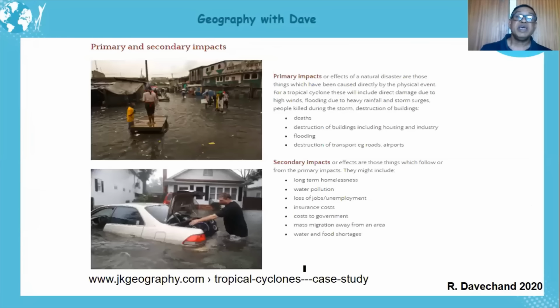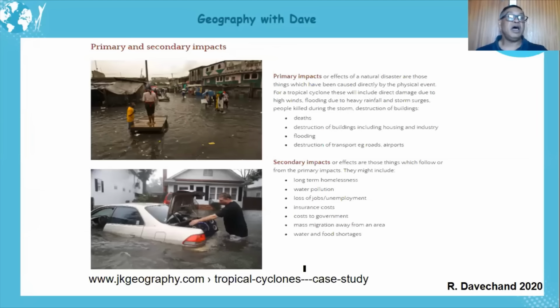Okay. Now, we look at some of the impacts of this tropical cyclone, the primary and secondary impacts. Let's look at what we mean by this. Primary impacts or effects of the natural disaster are things which have been caused directly by the physical event. Okay, directly, as it hits, what damage is done.